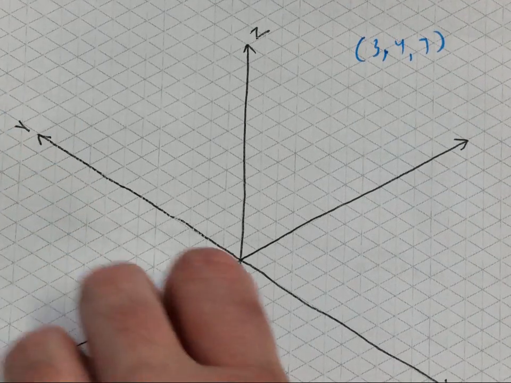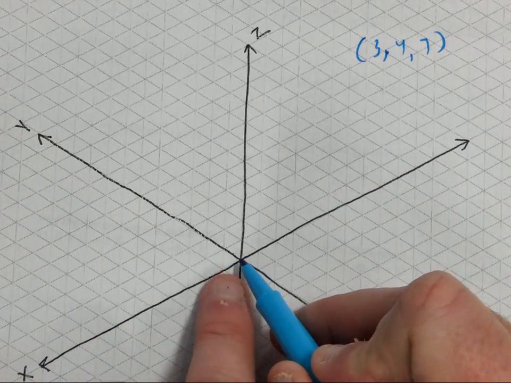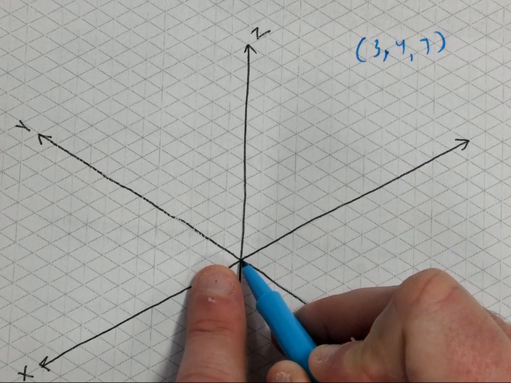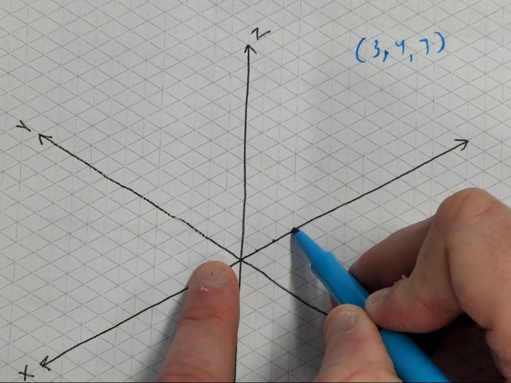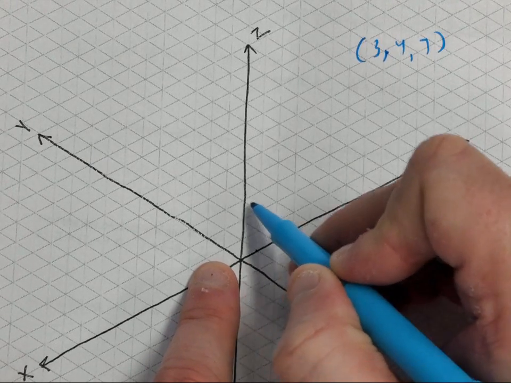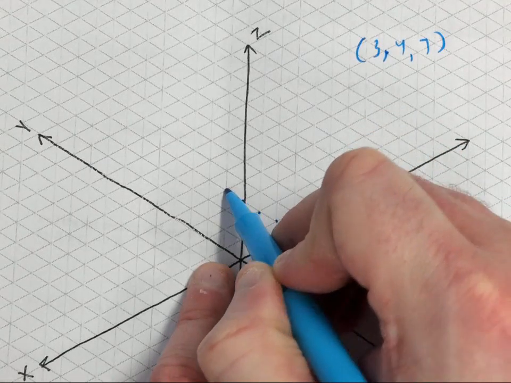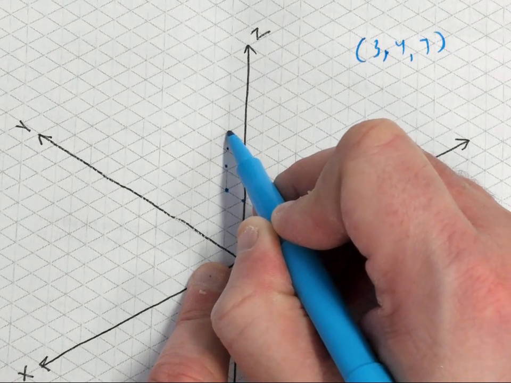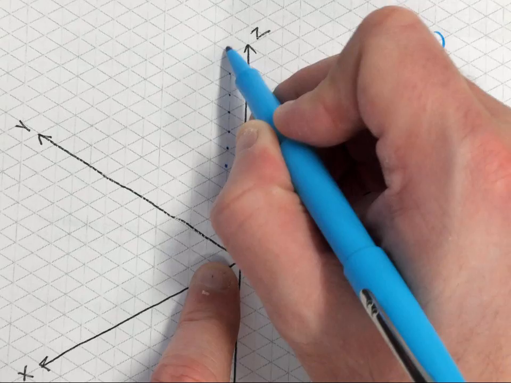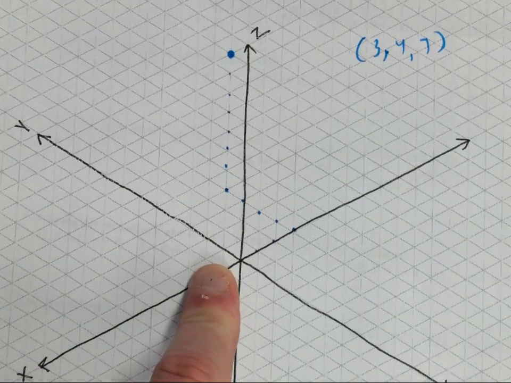Okay. 3, 4, 7. Start at the origin. Going right on my x-axis: 1, 2, 3. Go up on my y: 1, 2, 3, 4. And then up 7 on my z-axis: 1, 2, 3, 4, 5, 6, 7. That would be my point there.